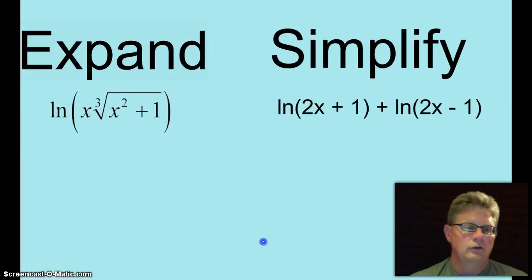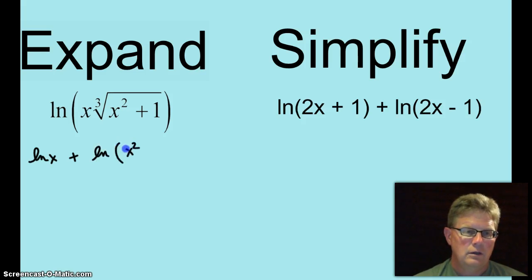Expand. So we want to write this first one as a bunch of natural logs. So we have two things multiplied together. Those two factors we'll write separately. ln of x plus the ln of x squared plus 1 to the 1/3 power, or change that cube root into an exponent.